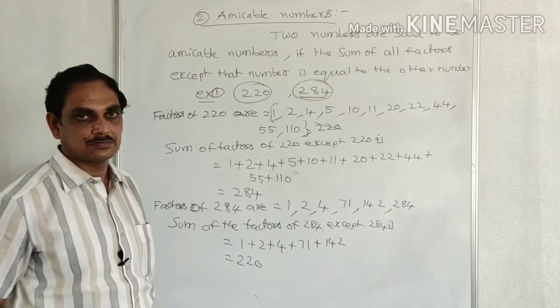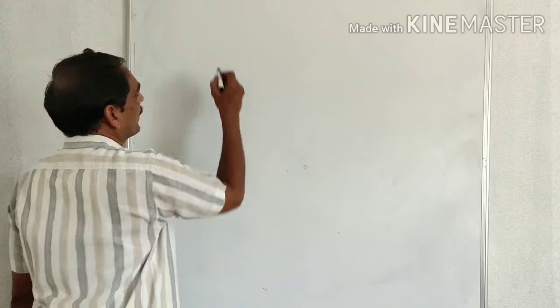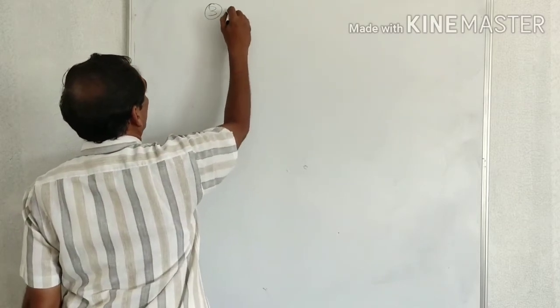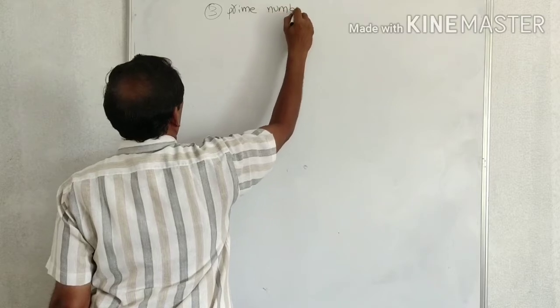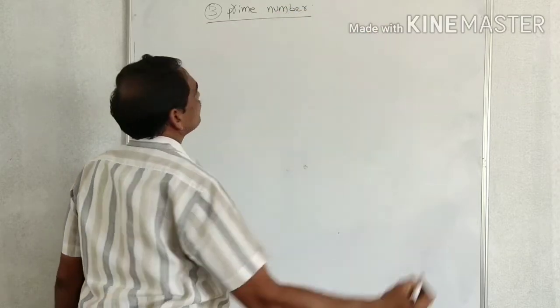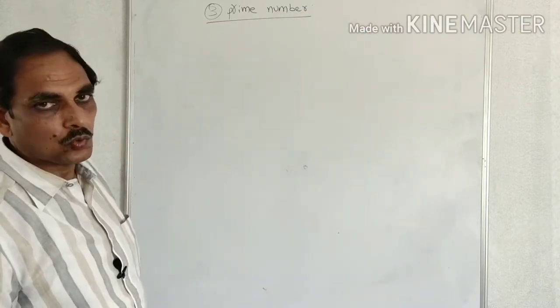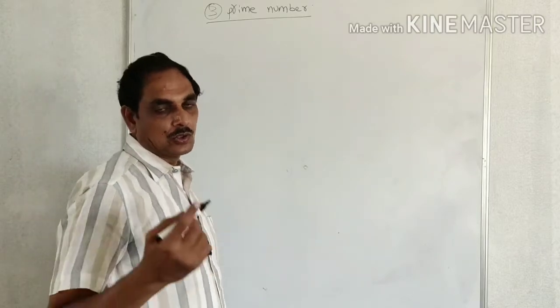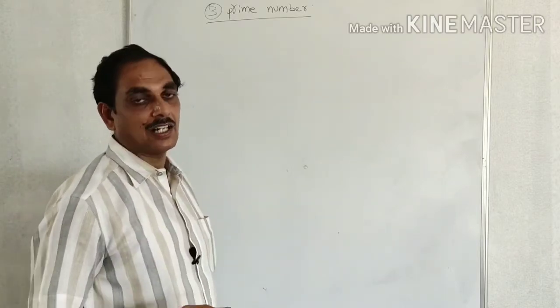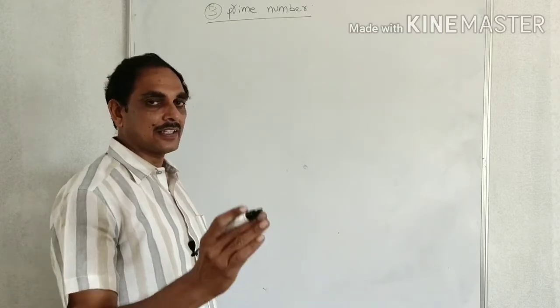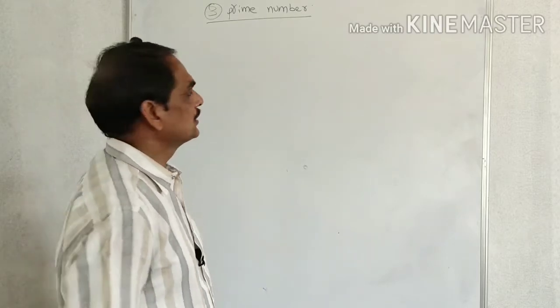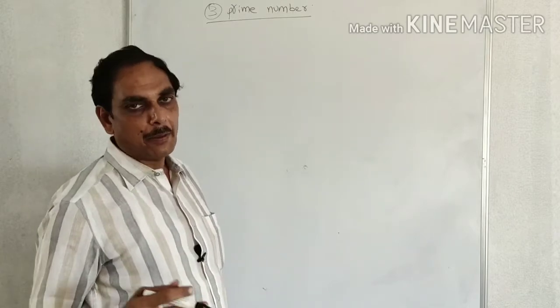Next, third, prime number. A number which has only two factors, or a number which has no factor other than 1 and itself, then the number is called a prime number.